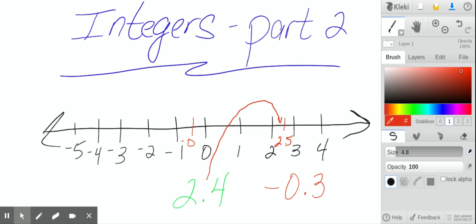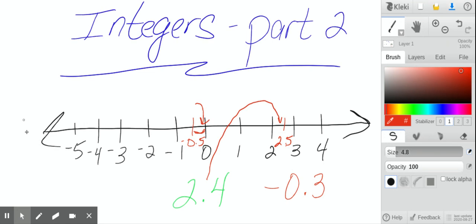So negative 0.5. Now the negative 0.3 is going to be closer to that 0. So that negative 0.3 is going to be somewhere in between here. You don't necessarily need to identify exactly where, but you need to know what numbers they would come in between on the number line.